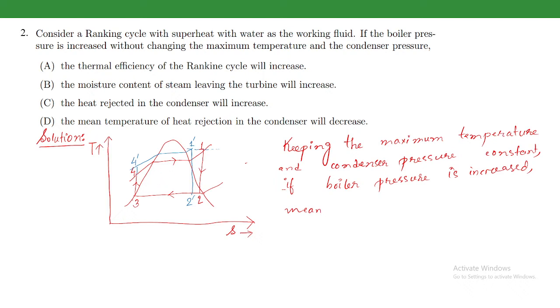See, initially the mean temperature of heat addition was from 4 to 1. Now the mean temperature of heat addition is from 4 dash to 1 dash. So the temperatures at 1 dash and 1 are the same, but the starting temperature of heat addition is increasing. So the mean temperature of heat addition will increase.